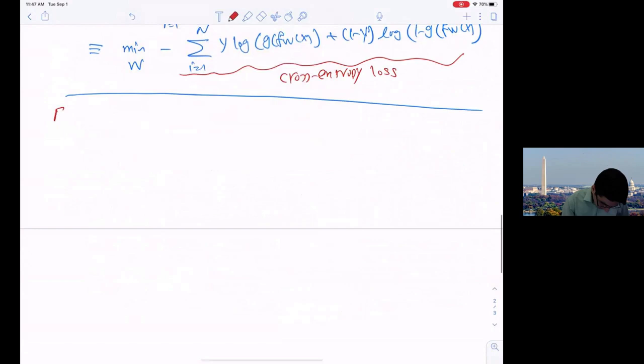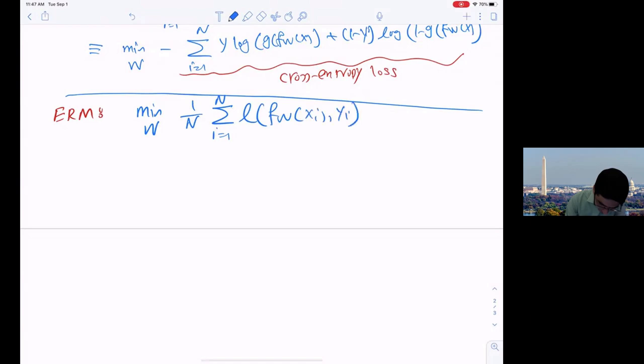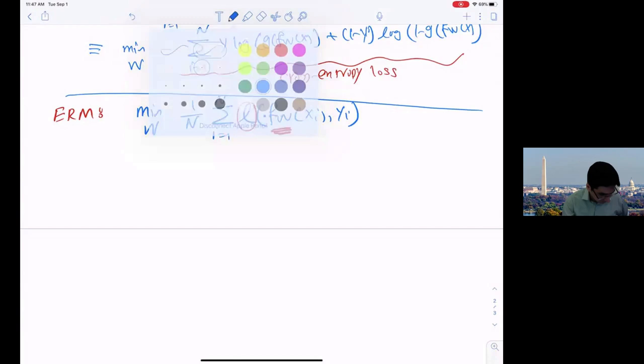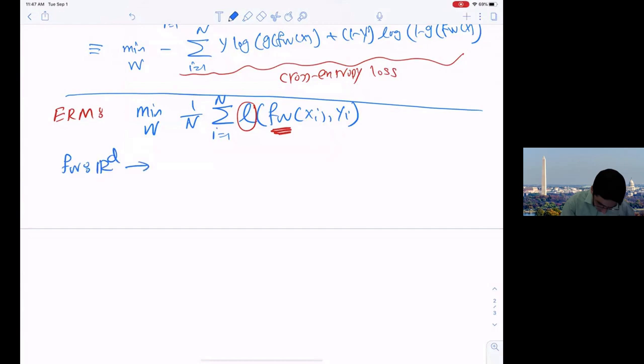Recall what was the ERM optimization problem? We are minimizing over W the average loss over my samples, loss of fw of xi and yi. So we already know about this loss function. We have hinge loss, cross entropy loss, and quadratic loss. Now we want to see what fw of x is. Fw is a function mapping from a d-dimensional space to, in our case, a one-dimensional space, from R^d to R.